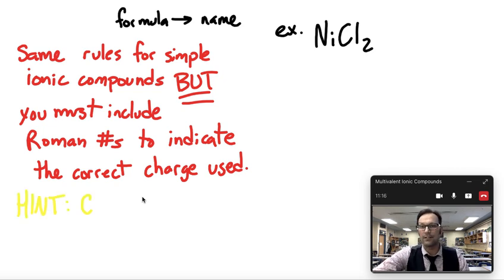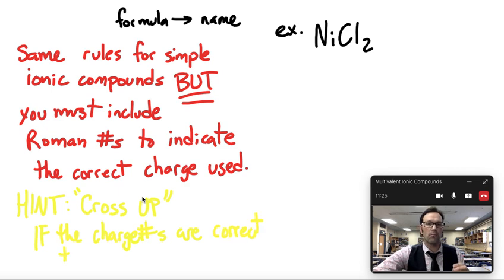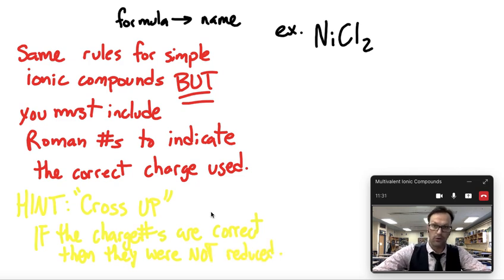So a hint, if we're going to find out which Roman numeral to use, how about you cross up instead of cross down? You see, if the charge numbers are correct when you cross up, then there were no reduced numbers, that they were not reduced, I should say, grammar style. Now there's a lot to take in right now, so watch carefully up here.